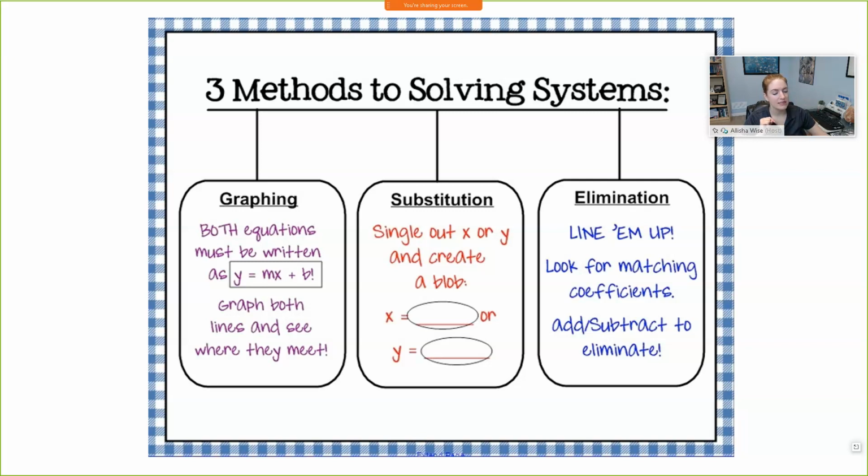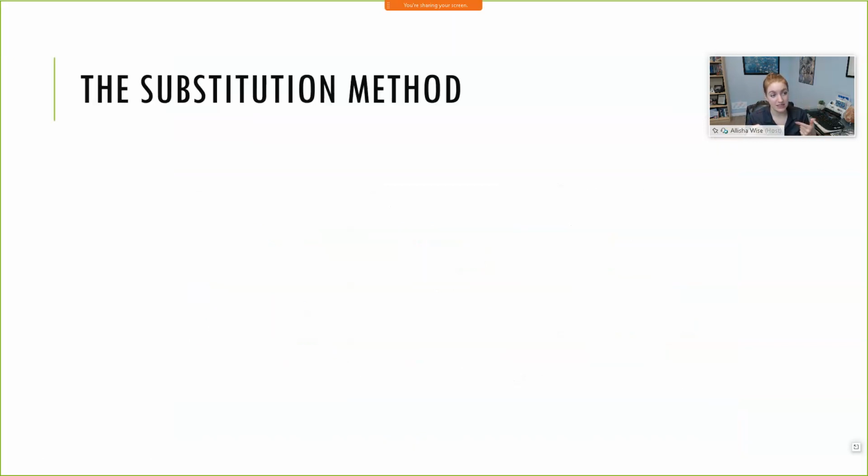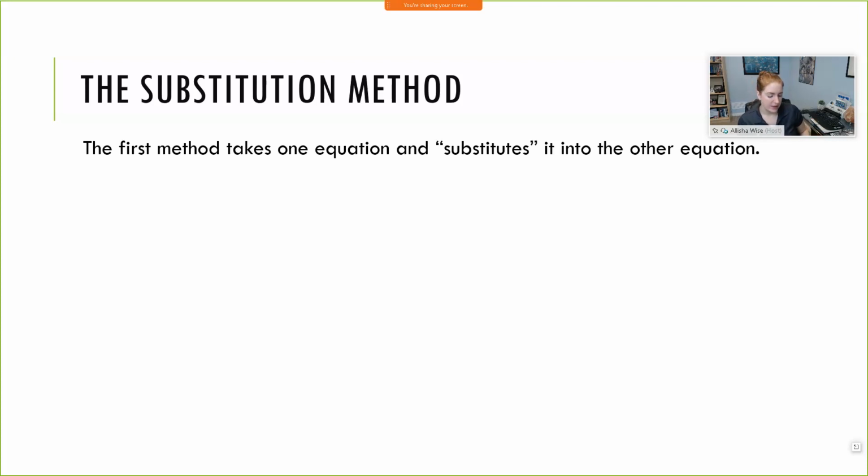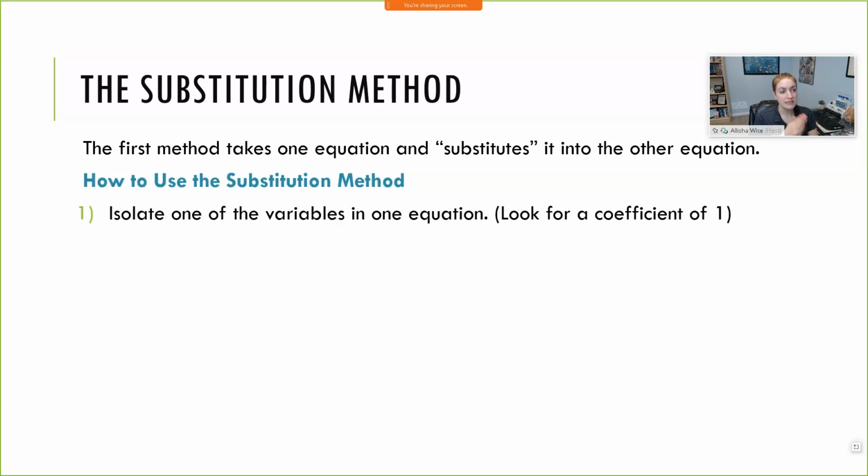So let's start this off by talking about the substitution method. The substitution method is where we're going to take one equation and substitute it into the other equation. Okay, how do we do this? Well, the first step is to get one of the variables by itself. So you're either going to have y equals something or x equals something.